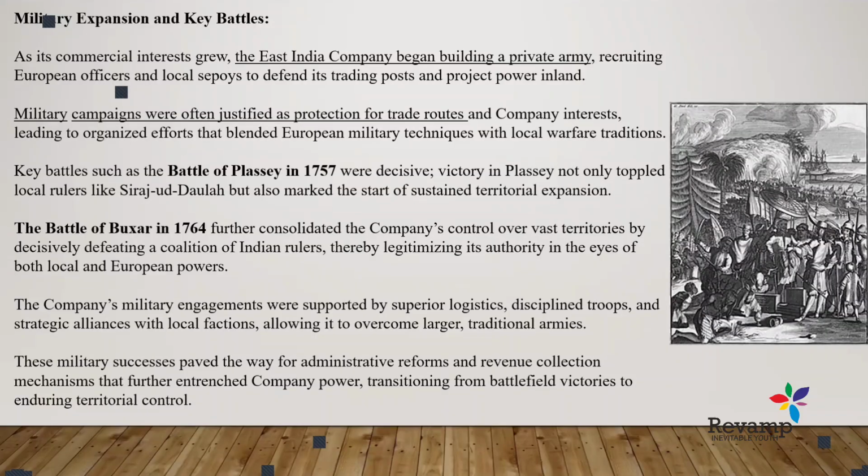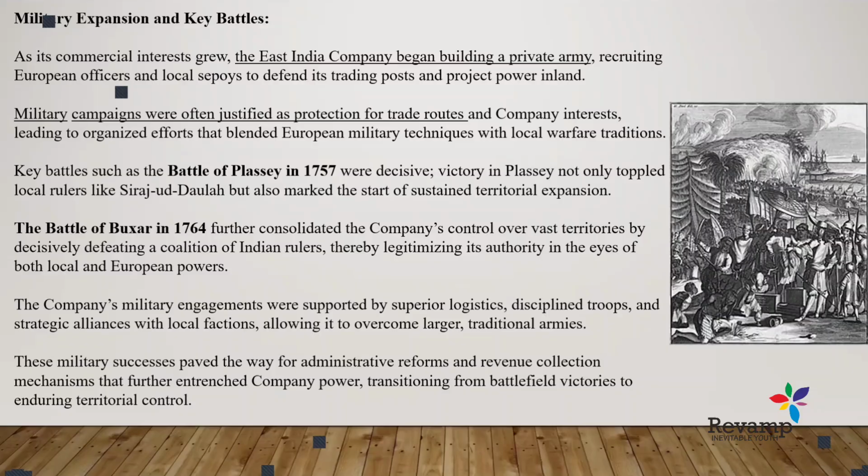The first battle the East India Company fought in India is the Battle of Plassey, which was fought in the year 1757 against a ruler known as Sirajuddin Dowla. He was the Nawab of Bengal. The Battle of Plassey was fought between the East India Company and the Nawab of Bengal, in which the Nawab of Bengal ultimately lost, which established the first military engagement of the East India Company in the Indian subcontinent.